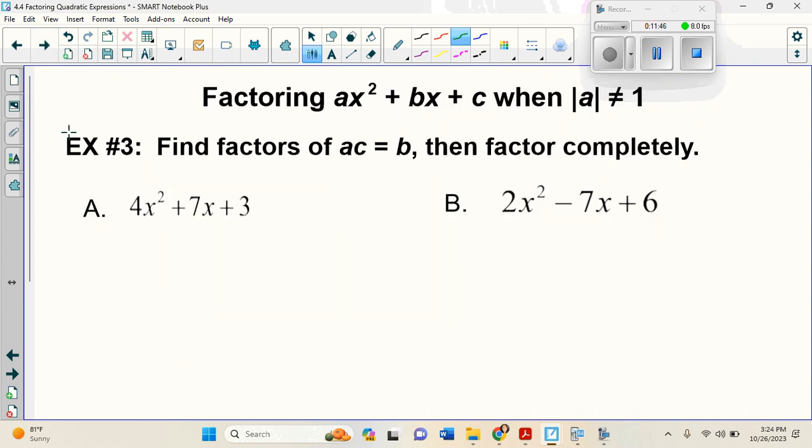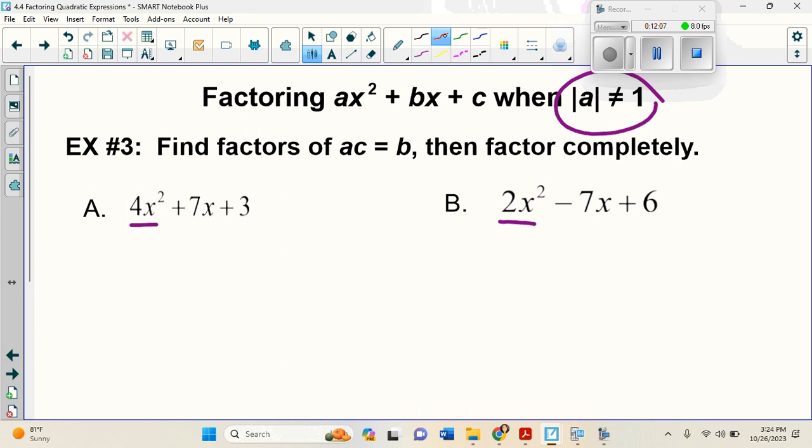Okay, so here we go. Now, let's say A does not equal 1 like in our last example. So here A is 2. In example A is 4. Okay, you should always look for the greatest common factor first. 4, 7, and 3 do not have a common factor other than 1. So we are ready to go on to the next step.